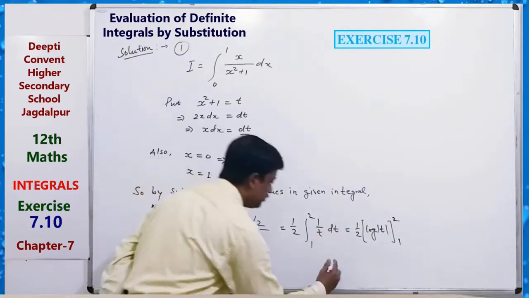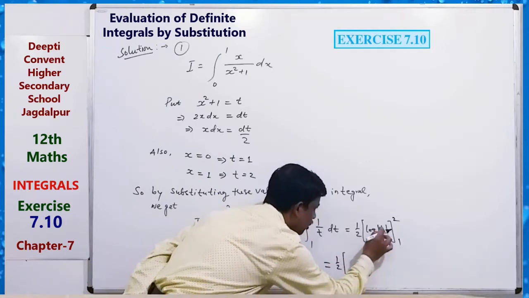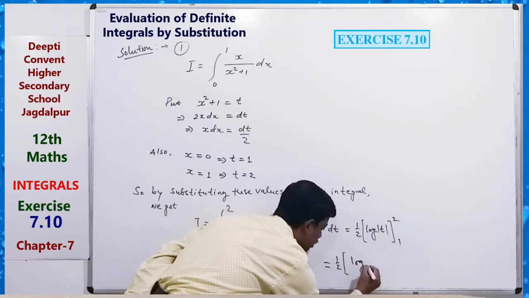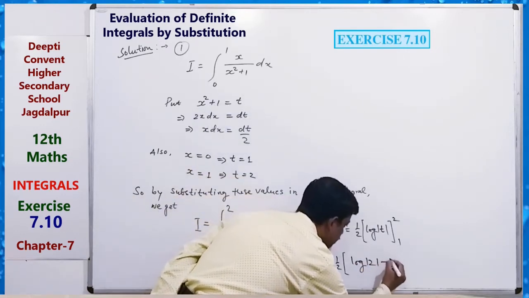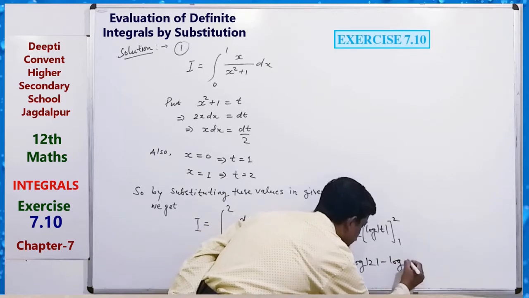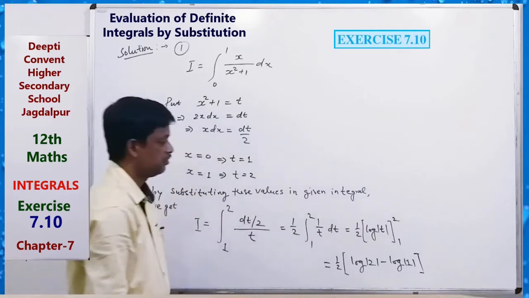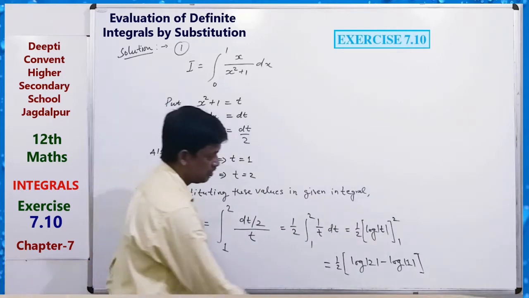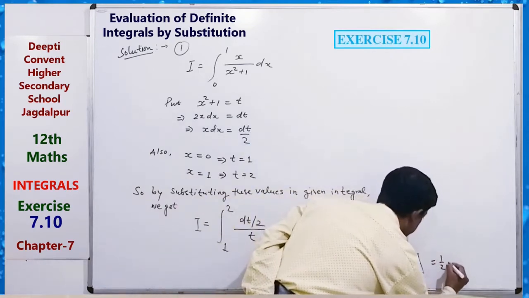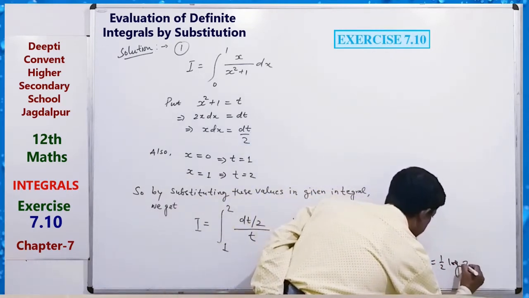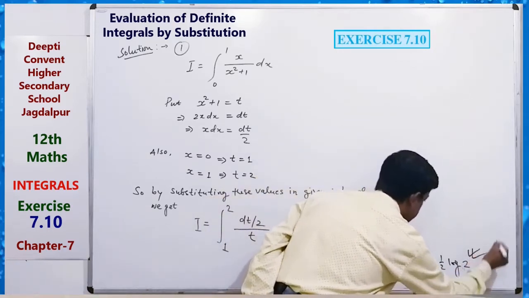So this equals 1 by 2 times log 2 minus log 1. Here log 1 equals 0. So the final answer is half log 2. This is our answer.